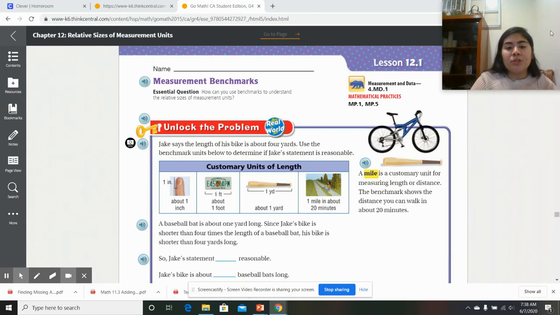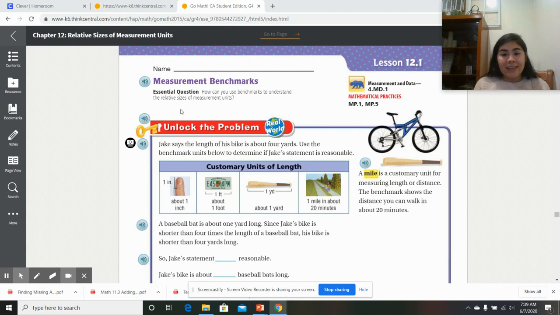Now, when we talk about measurement benchmarks, that means things that we can use as kind of like an example. So, for example, let's say I wanted to use my mouse as a benchmark, right? So I would use my mouse to measure stuff and my mouse would be the benchmark. We'd say, well, this is one mouse long, right? So if I measured my laptop, it would be 1, 2, 3, right? So 3 of these would be the measurement. This would be my benchmark, the thing I'm using to measure stuff. So that's what we're going to be talking about today.